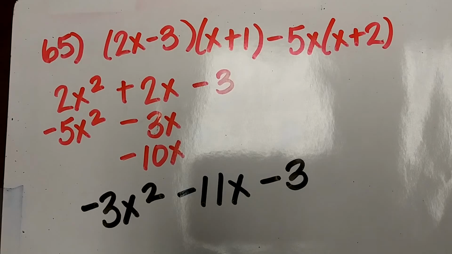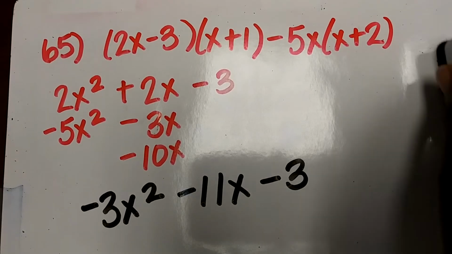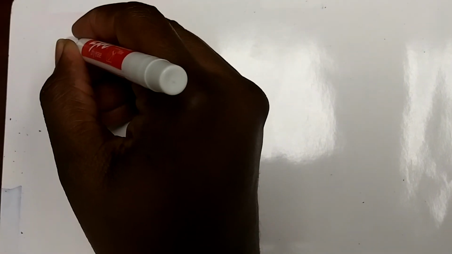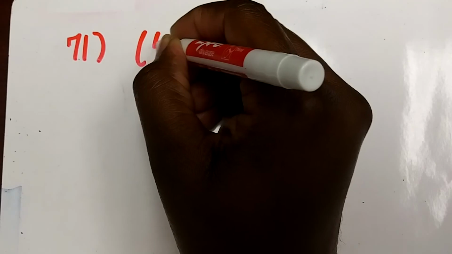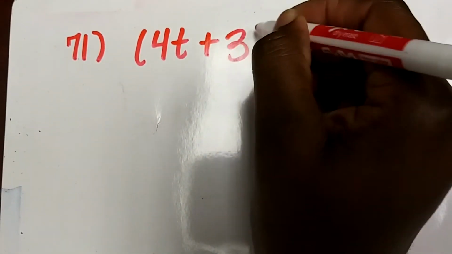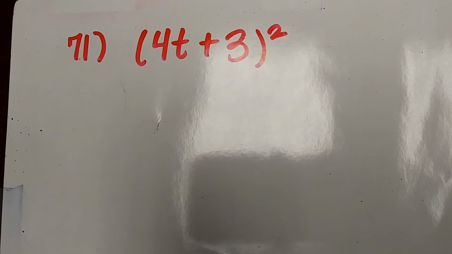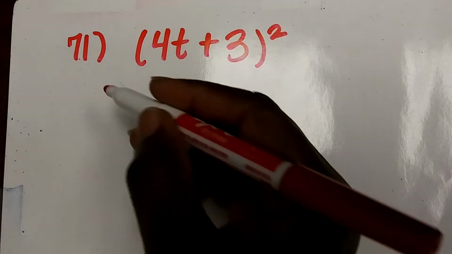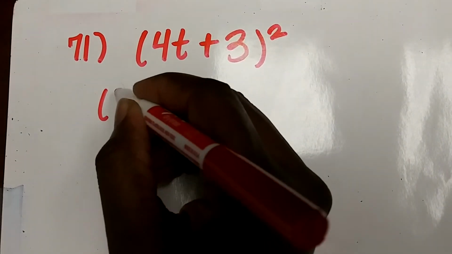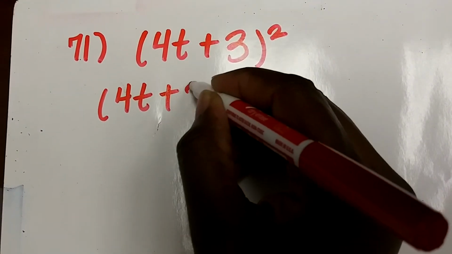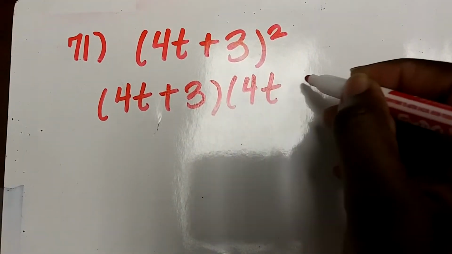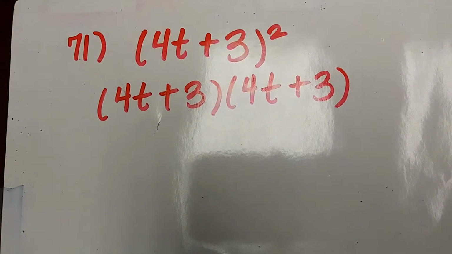Number 71 says find each product. Again, we know product means the answer to a multiplication problem. So 71, I have 4t plus 3, and it's raised to the second power. We have to keep in mind that the base is 4t plus 3 because it's in parentheses. And the exponent is 2. That means we write out 4t plus 3 two times. And of course, I see 2 terms here, 2 terms there, a binomial.